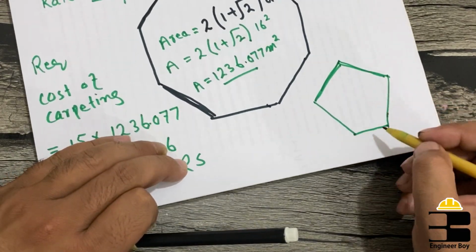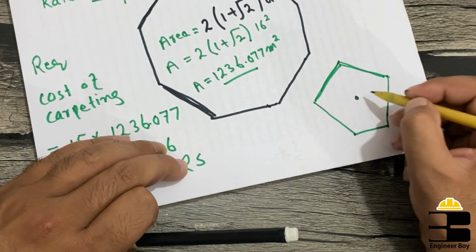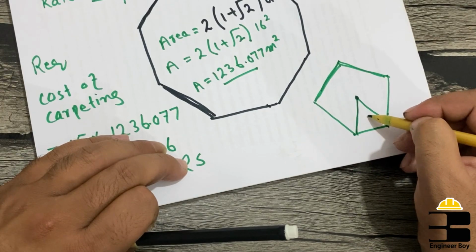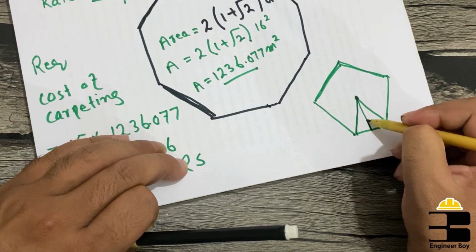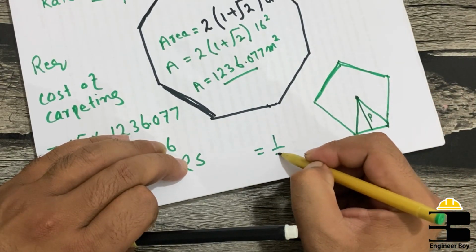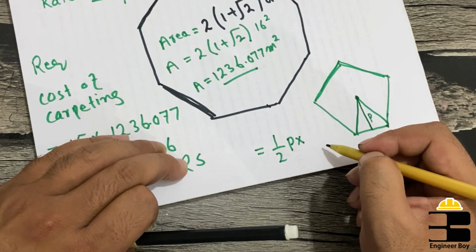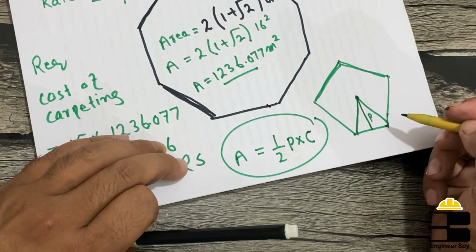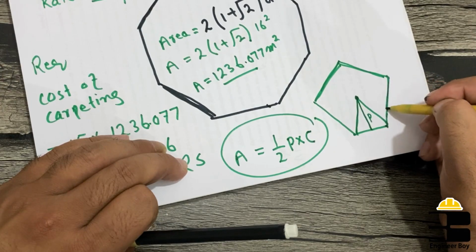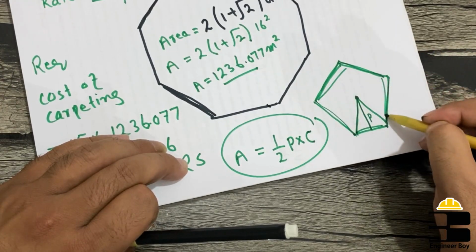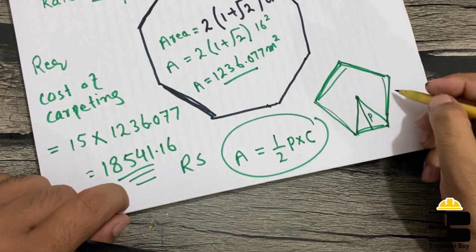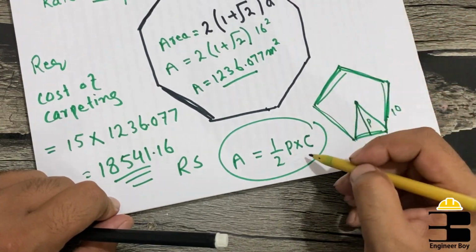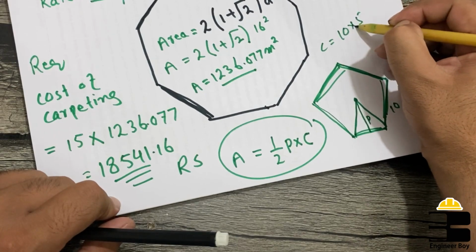You have to determine the perimeter and the perpendicular. The perpendicular is what you get if you draw lines from the center to the corners, which forms a triangle. Then area equals 1 over 2 times P times C. That is going to be the area of any regular polygon. Here P is the perpendicular and C is the perimeter, which means the summation of all sides. We just add the length of each side. Like in this case, if one side is 10, and we have a pentagon, which is a 5-sided polygon, then C is 10 times 5, which is 50.